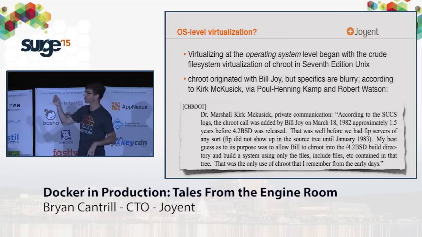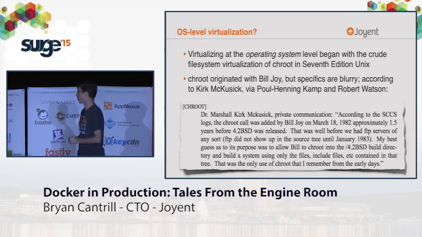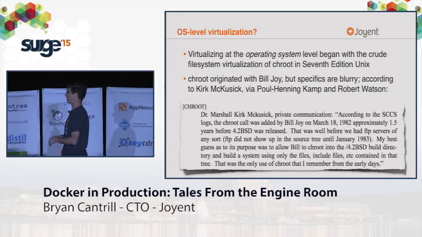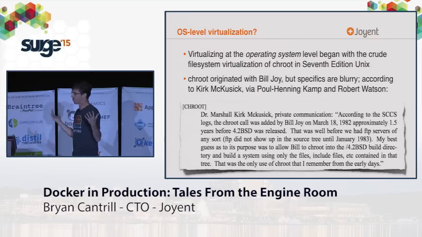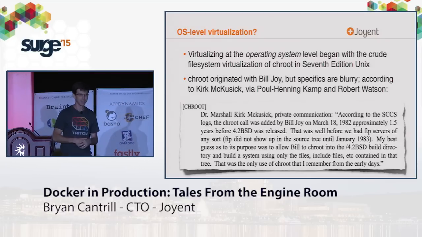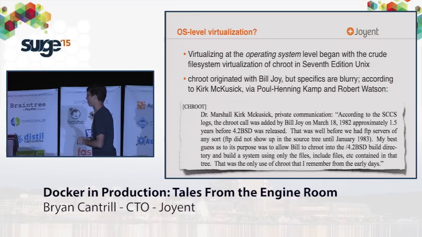This is a citation in their FreeBSD jails paper that according to the SCCS logs, the Chroot call was added by Bill Joy on March 18, 1982, approximately a year and a half before 4.2BSD was released. Nobody knows why. And you know, it was Berkeley, it was the early 80s. You'd have to look at the timestamp of when this was pushed, but God only knows what people were on at the time.